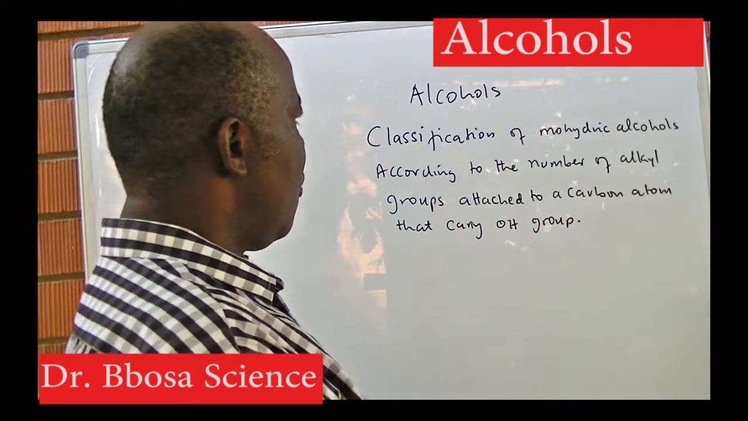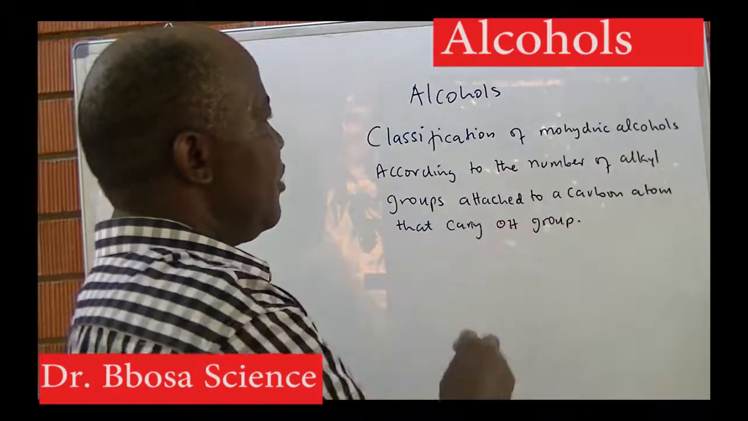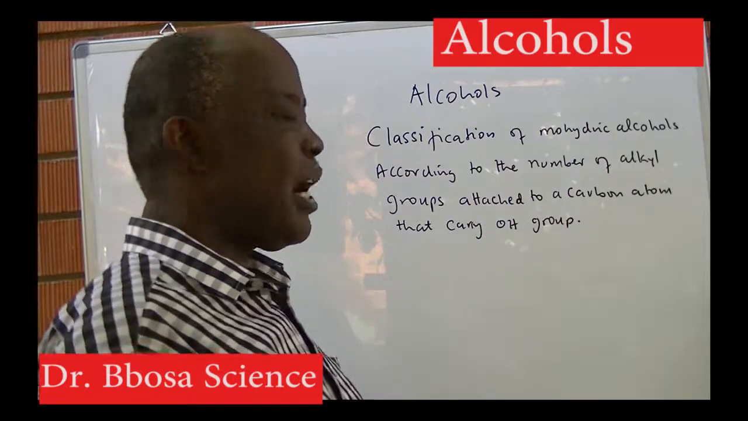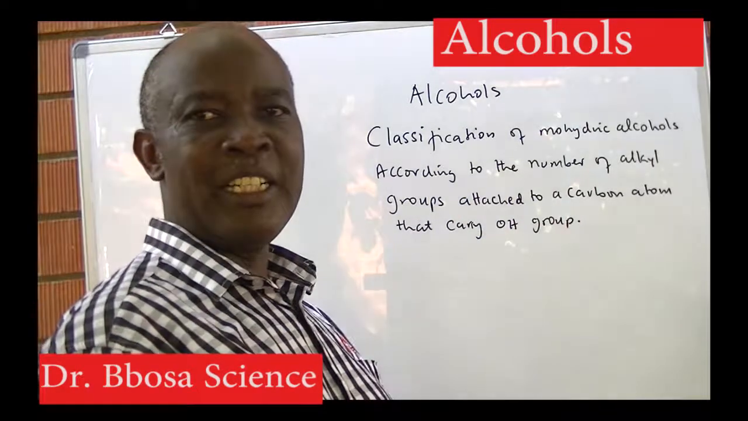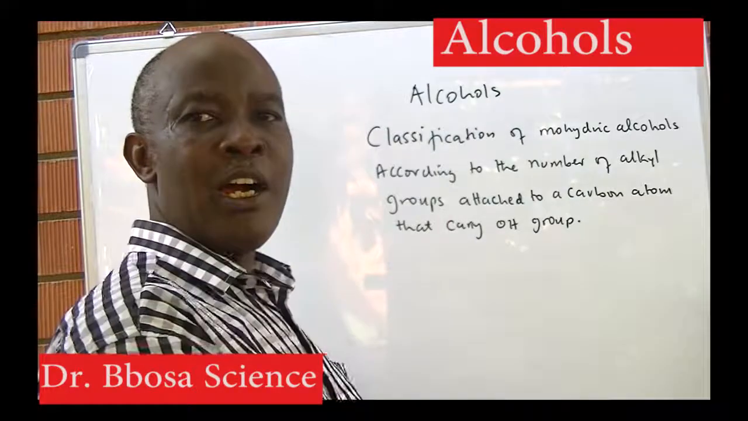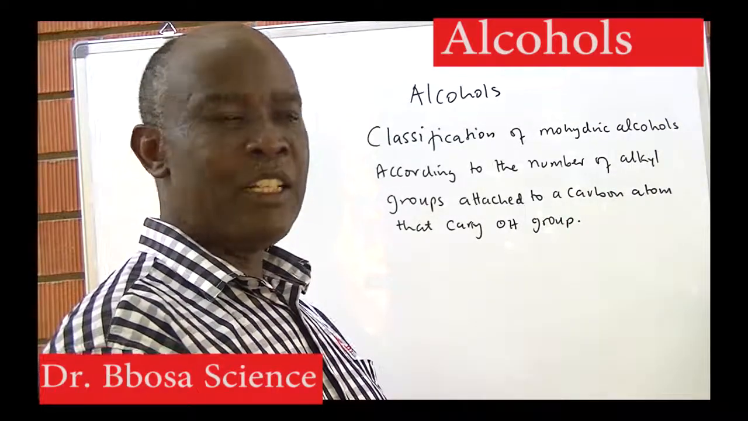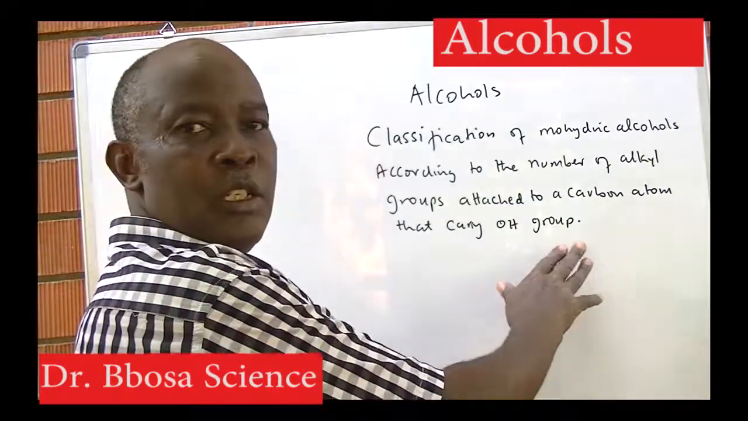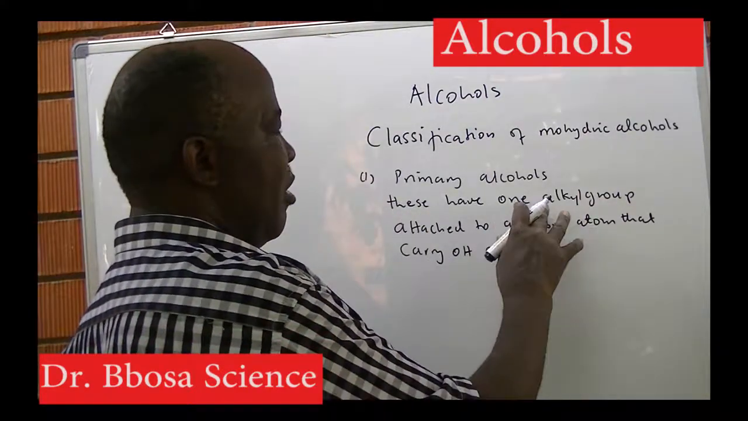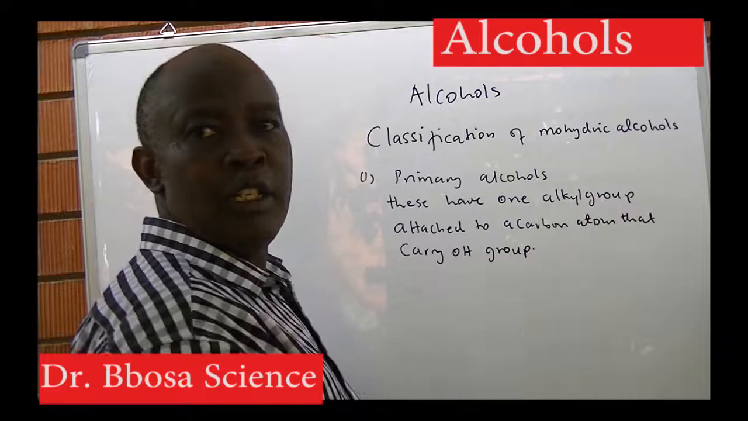Classification of monohydric alcohols according to the number of alkyl groups attached to a carbon atom that carries the OH group. We have already seen this when we studied the alkenes. Primary alcohols have one alkyl group attached to a carbon atom that carries the OH group.